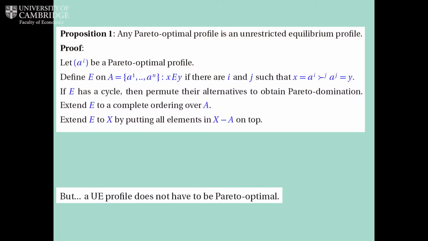I say that every Pareto profile is an unrestricted equilibrium profile, so it's like the second welfare theorem. The first welfare theorem is not correct. And we will see in a second example that absolutely there could be equilibria which are not Pareto efficient.